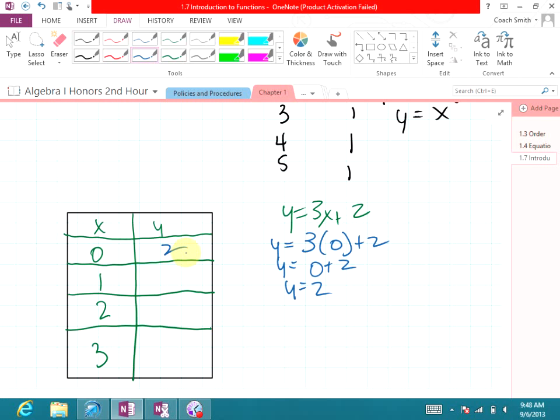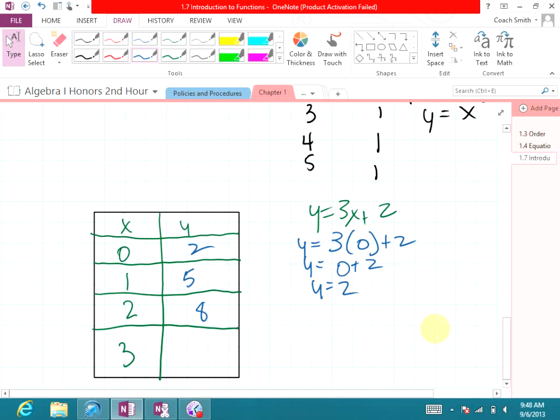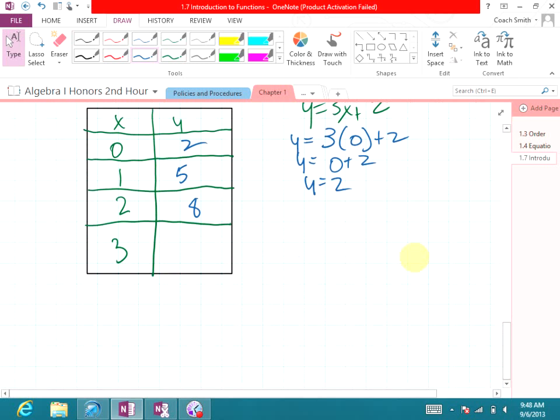All right, now you look at the next one. What would the next output be if my input is 1? Matt Shelton, 5. Okay, what would be the next one? 8. Larry, what would be my last one? 11.